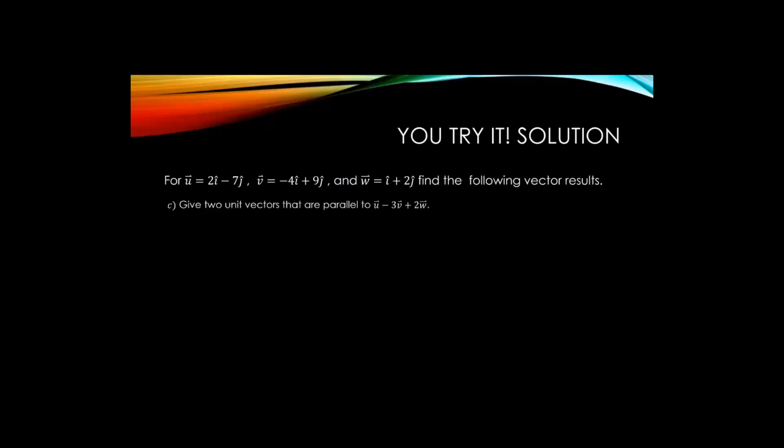For my last problem, I want to give two unit vectors that are parallel to the vector u minus 3 times the vector v plus 2 times the vector w. This one is something we just worked. The expression reduces to 16i hat minus 30j hat. Now I need the magnitude to find a unit vector. The magnitude of this vector is given by the square root of 16 squared plus 30 squared, which is 34.